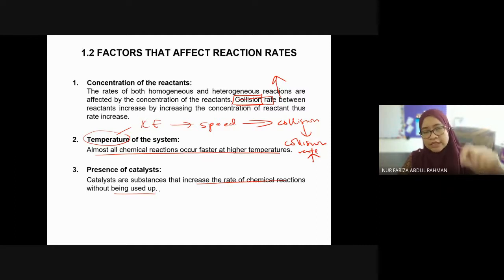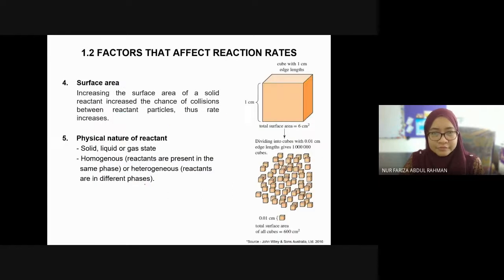At the beginning you add in the catalyst, and then when the reaction is completed, when the reaction stops, the catalyst will still be there. Dia tak habis. Maksudnya dia tak gone. Dia will still be there. So that is what it means by without being used up. And sometimes we can even reuse the catalyst. So that is very economic.